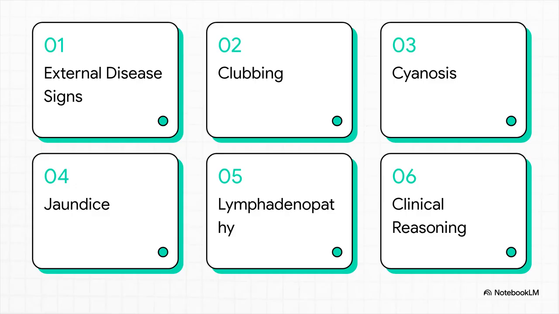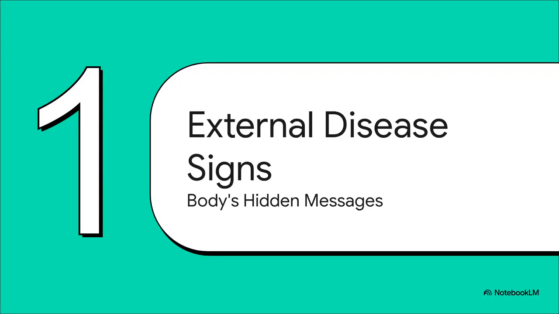We're going to decode external disease signs, dive into clubbing and the platelet theory, figure out central versus peripheral cyanosis, trace the bilirubin pathway in jaundice, distinguish reactive from malignant lymphadenopathy, and then tie the whole shebang together with clinical reasoning. Okay, Section 1. Decoding external disease signs, the body's hidden messages.